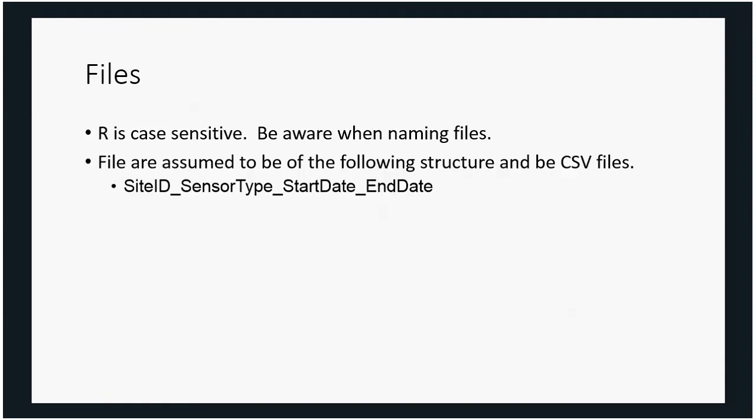For files, R is case sensitive, so be aware when you're naming your files. Files for this package are assumed to be CSV files in the format of site ID, sensor type, say air, water, gauge, start date, end date. Assume underscores in between, so that the package can actually parse out the files itself. Dates should be in the format of 4-digit year, 2-digit month, 2-digit day. That's the ISO standard.